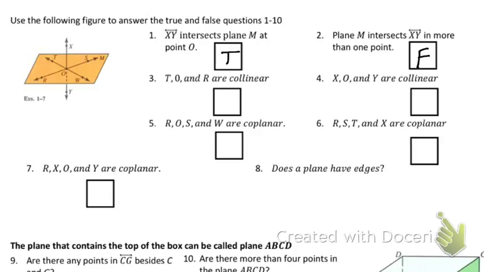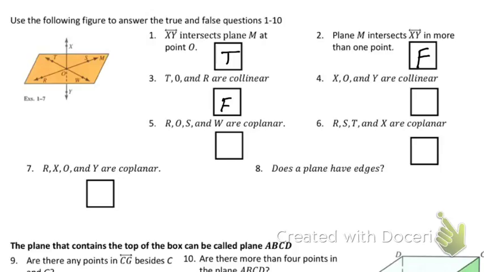T, O, and R are collinear. True or false? False. It is false. Because if I did that crazy connect the dot, right? We're going T to O. And what was the last one? R. Does that look like a straight line? No.